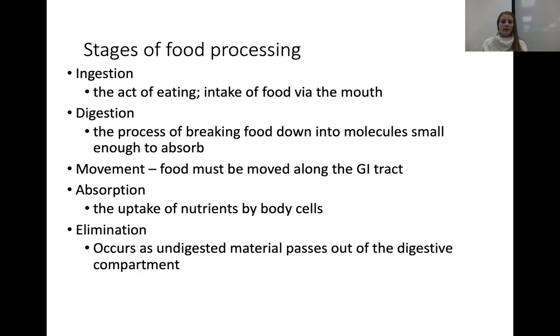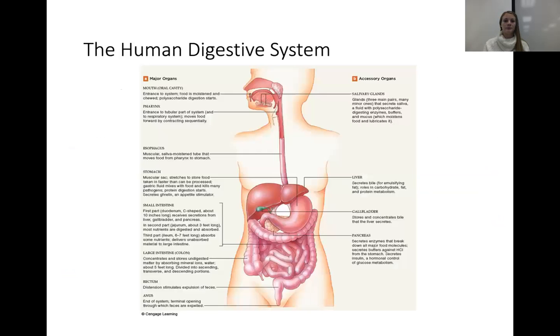The stages of food processing, like I said, are ingestion, digestion, movement, absorption, and elimination. Those are just some bullet points here that I just explained as well. For the human digestive system, this is a picture in your book. We have some of the main parts of the digestive system. You probably recognize the mouth and the stomach. We also found the liver and the intestines in the rat last week. These are just some visualization and also some of the definitions of those different parts of your body.